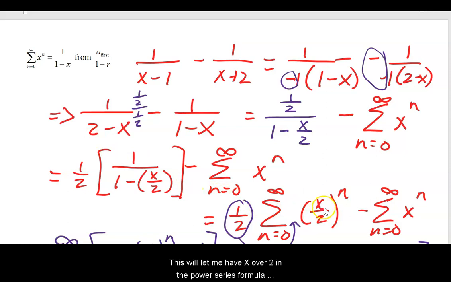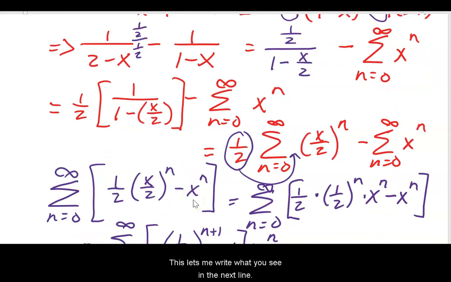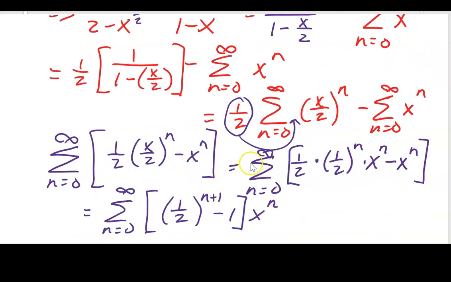This will let me have x over 2 in the power series formula with a constant coefficient factor of 1/2 on the outside. This lets me write what you see in the next line. The last line in red is the final resulting formula for the two power series, resulting from the partial fraction decomposition of the original rational expression.